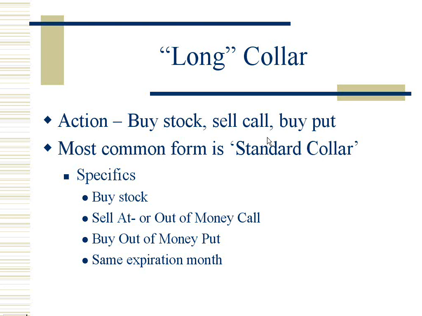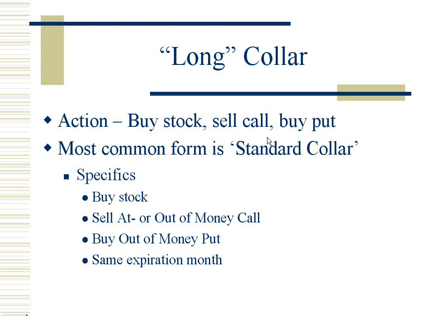The most common form is a standard collar, where I'd buy stock, let's say I buy shares of stock at XYZ for $50. At the same time, I might sell an at or out of the money call. So I might sell the $50 call or the $52.50 call, depending on what my sentiment is and how bullish I am at the stock, preferably 1 month out in time or less than 45 days out in time. I'm going to keep it in the near-term month.